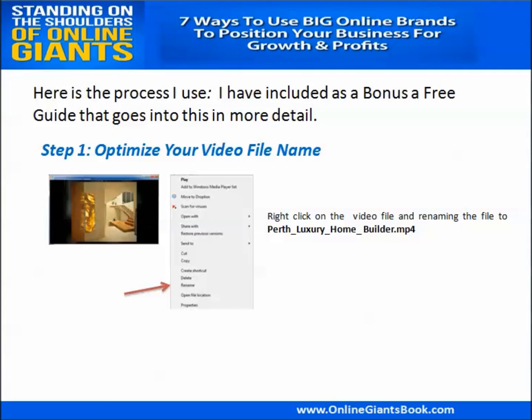So this particular video that I'm showing you is one that I did for one of my clients who builds high-end luxury homes, and we identified that this keyword, Perth Luxury Home Builder, was one that was searched for. So what we did is we just reformatted the name of the video to Perth_luxury_home_builder, and that already optimized the video file.